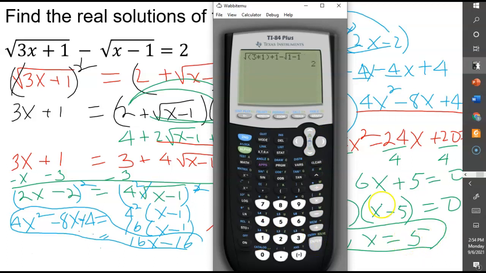I'm going to check 5 also. Do the same thing. Square root of 3 times 5, and then plus 1, and then minus another square root of 5 minus 1 equals 2. So both of them equal 2. So that checks. Both of them are correct. Okay.